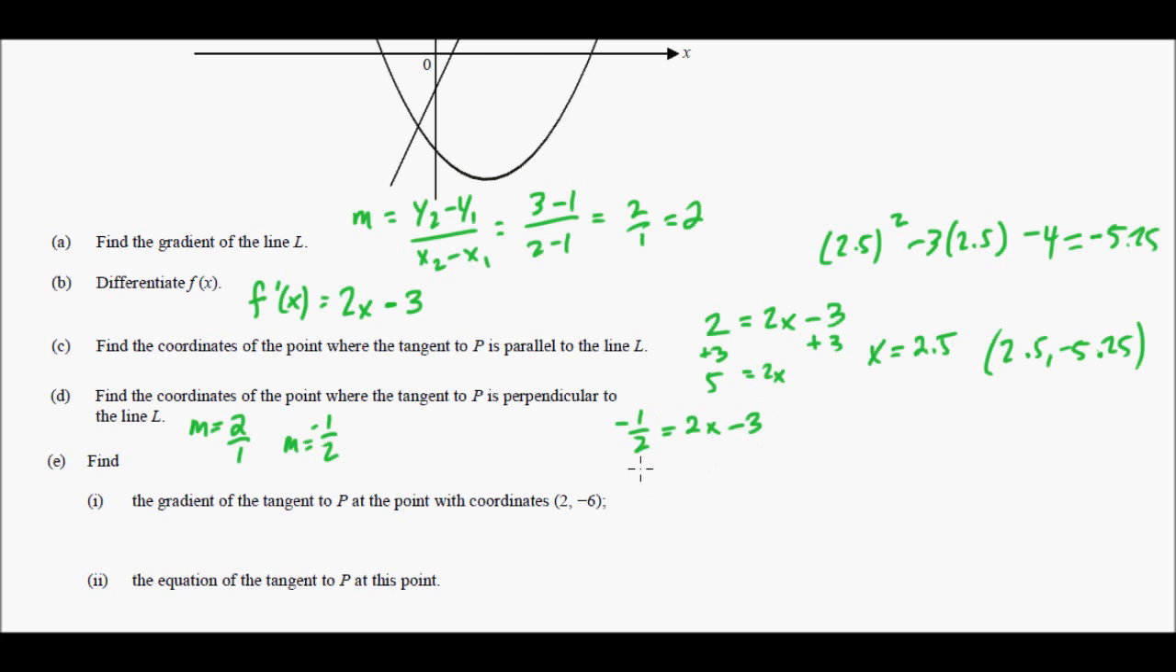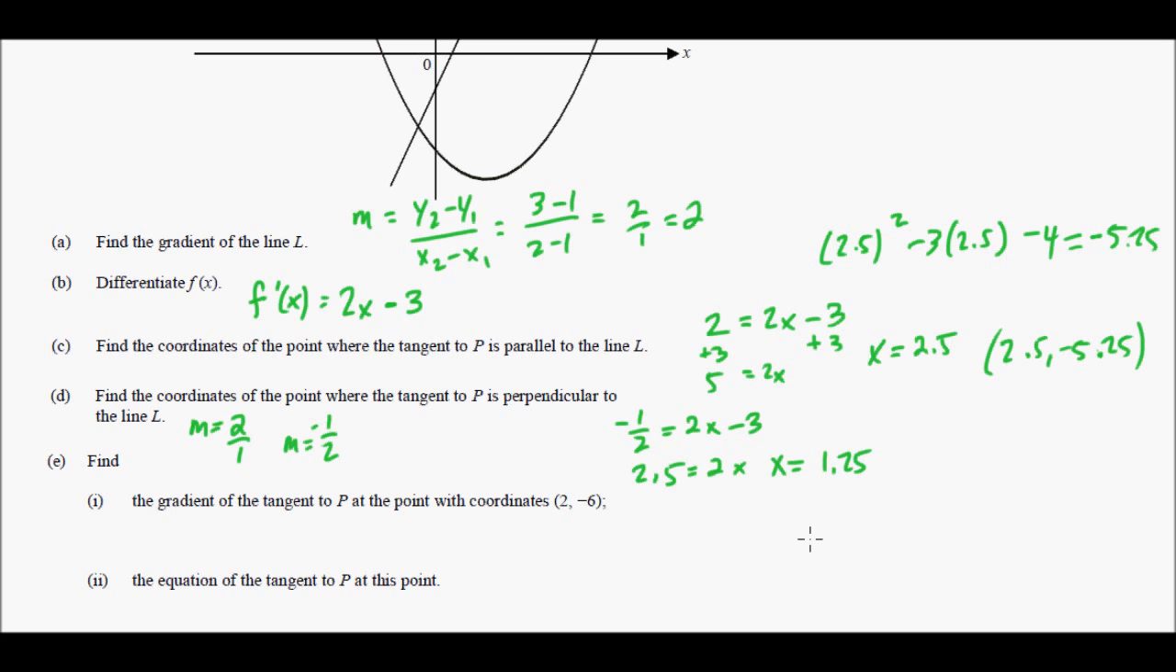So you add 3 over here, and you get 2.5 equals 2x. So x is going to equal 1.25. Now again, all we have to do is sub 1.25 in here. I'm not going to waste your time doing that. All you do is sub it into the original equation just like we just did.